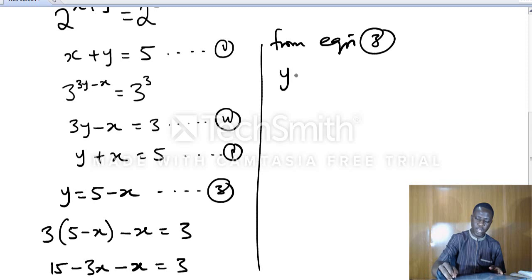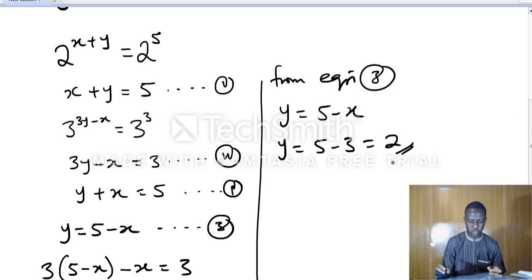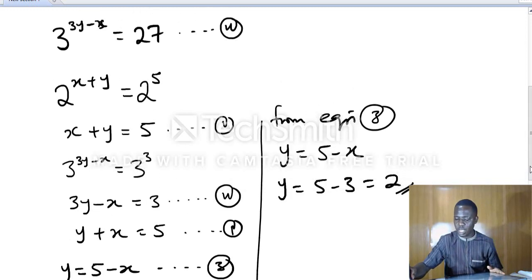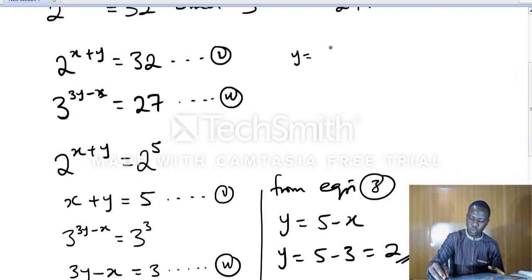I have gotten 3 to be x, of which from equation 3, we said y is equal to 5 minus x. If x is equal to 3, then I'll substitute again for my value of y. y now becomes 5 minus 3, which is equal to 2. So if y is equal to 2, then let's see if it will give us our answer. That is, y is equal to 2, where x is equal to 3.